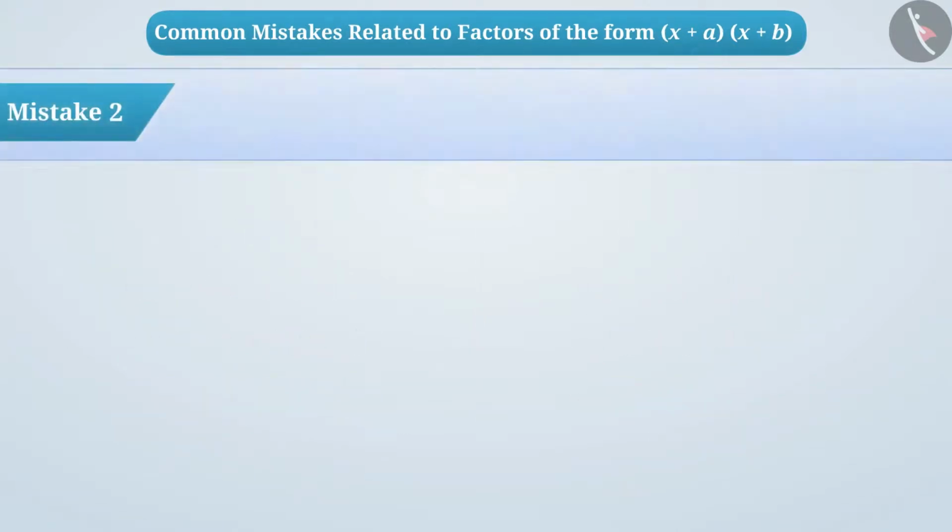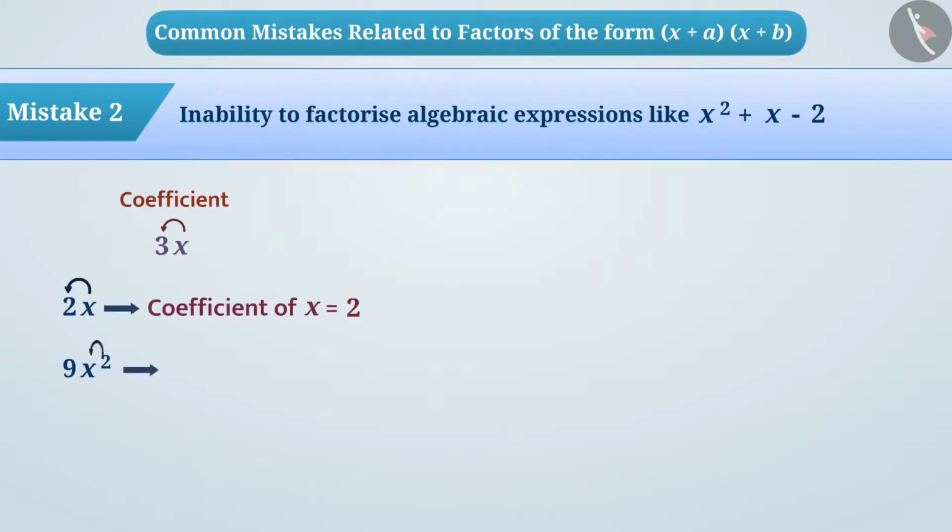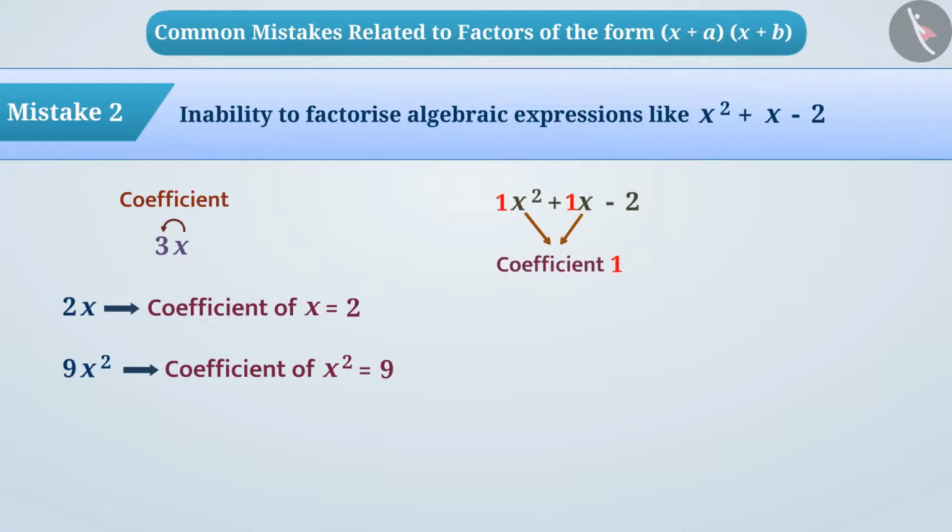Mistake 2. The number written before the variable is called its coefficient, just as in 2x the coefficient of x is 2. In 9x square, the coefficient of x square is 9. If the coefficient of a term in the expression is 1, we generally do not represent it. For example, the coefficient of both x square and x in x square plus x minus 2 is 1.